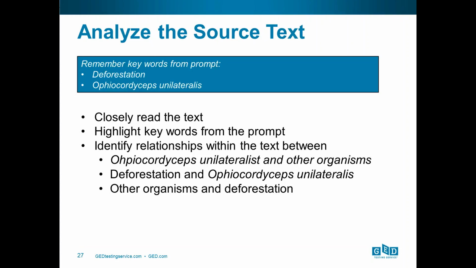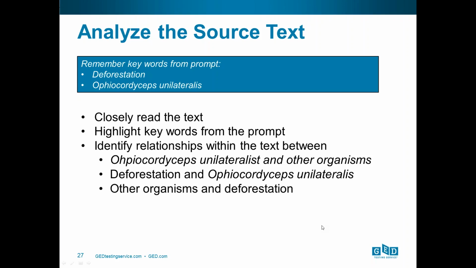So if I do that, that means I need to go back and analyze my source text. Well, I had some key words in that prompt. One of them was deforestation. The other one was that fungus, the O unilateralis. That's how we'll shorten it for the time being. So what do I need to do as a student? Well, I need to closely read the text. But notice what we did first, Bonnie. First, we went through and analyzed the prompt. We unpacked that prompt to say, okay, this is what I'm looking for. I go through and look at things and highlight keywords. Well, I know what my 2 keywords are, because I've got to find those relationships. And now I need to find the relationships in the text that put the O unilateralis with other organisms. I've got to connect deforestation to the fungus, and I've got to look at other organisms and deforestation. So I've got several different things going on there.